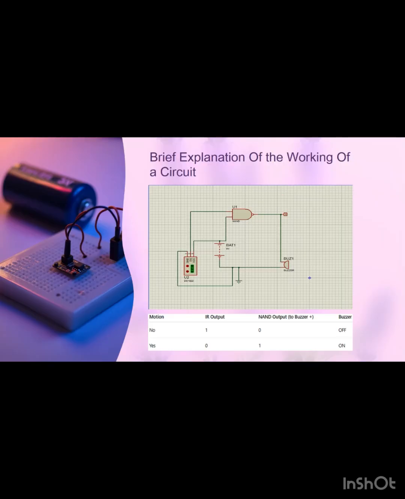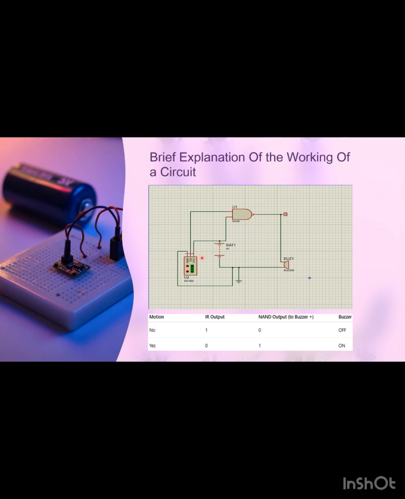In this slide we are going to explain the working of our circuit. Here is the IR sensor, NAND gate, battery and a buzzer. The IR sensor has 3 pins. One is grounded, another is the output which is connected to one input of the NAND gate, and the third pin is connected to the 9-volt battery which is VCC.